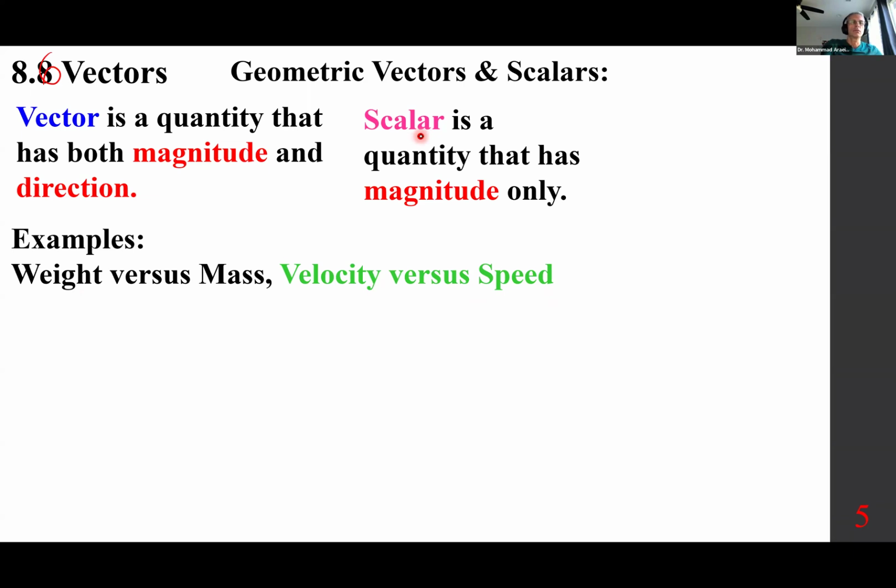So velocity versus speed, because with velocity, we can say going towards what direction. So if you're doing 100 miles per hour going north, in essence, you're doing negative 100 miles per hour going south. The speed in both cases is 100 miles per hour.